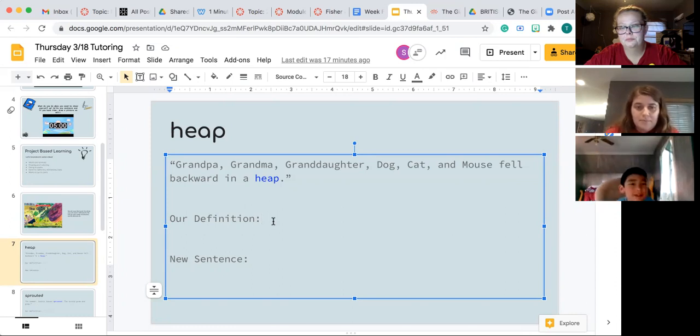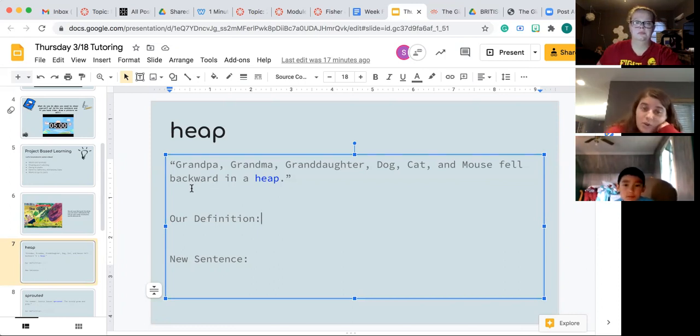I don't know what that means. You don't know that word? That's okay. Let's try to figure it out together. I'll read this again. Grandpa, Grandma, Granddaughter, Dog, Cat, and Mouse fell backward in a heap. Do you remember the picture from the story? They were all together, weren't they? Yeah. So how can we define this word maybe using what we know?